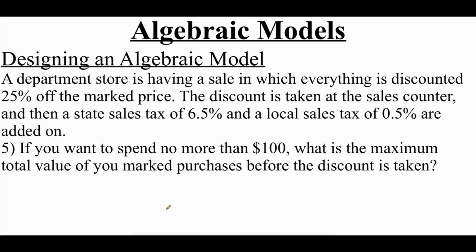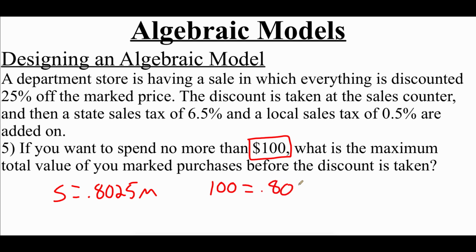One more here. So let's say you're at the store and you want to spend no more than $100. We want to figure out what the maximum total value of your marked purchases is before the discount is taken. So we're going to use that exact same formula, S equals 0.8025 M, but we don't want to spend more than $100. So that's actually going to represent an S value. That's what we want our actual sale price to be. So we're going to take that 100 and plug it in on the left-hand side for our S.